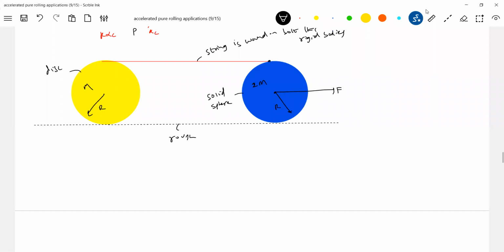Now, what I do, I'll take a string and wind it on one, then that particular string's other end is wound on this one. Then they're kept on the surface. I'll pull this one. So now I'm asking, what is the acceleration of both the solid sphere and the center of mass of the disk? Let me call this C1, and the center of mass of this one will be C2.